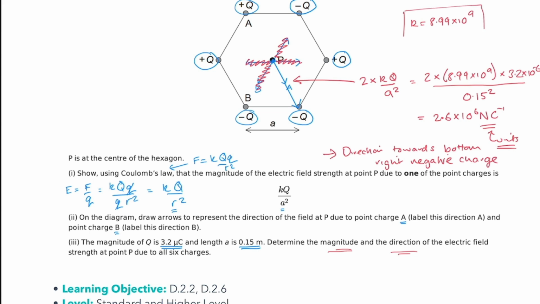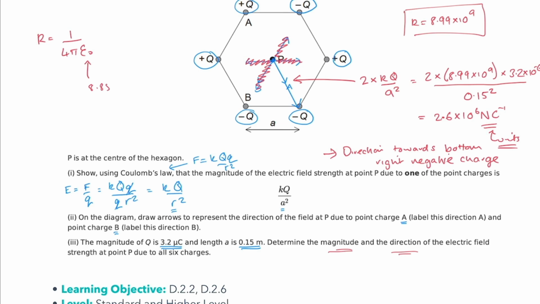Now, why did I say K is 8.99 times 10 to the 9 and just leave it at that? Well, K is actually equal to 1 over 4 pi epsilon naught. And epsilon naught is the permittivity of free space. 4 pi is just a number. The permittivity of free space is given as 8.85 times 10 to the minus 12. And there are loads of units in here. Let me see if I can remember: C squared N to the minus 1 m to the minus 2. That is what the permittivity of free space is, and it's how easily fields can travel through free space in its simplest form.